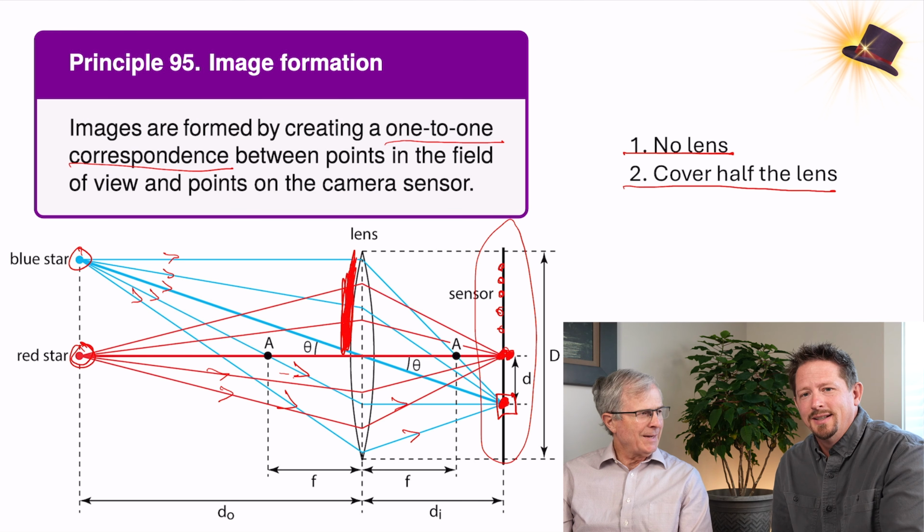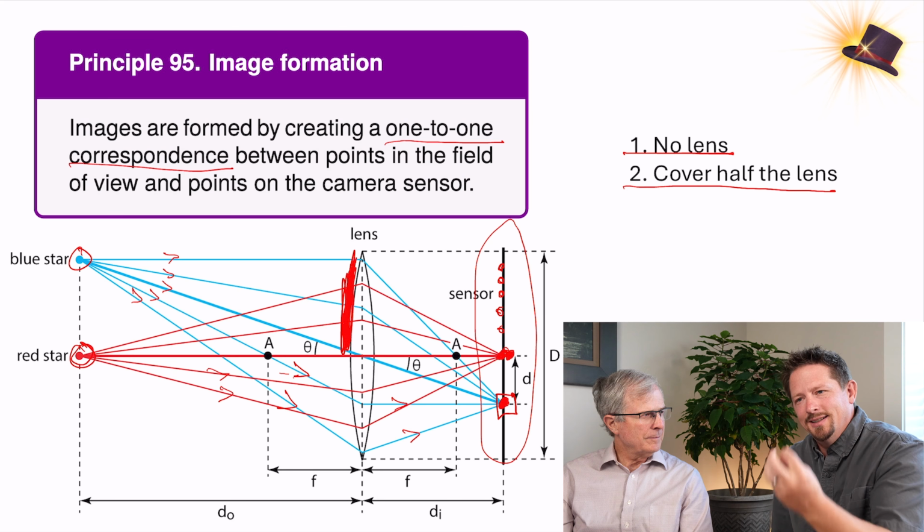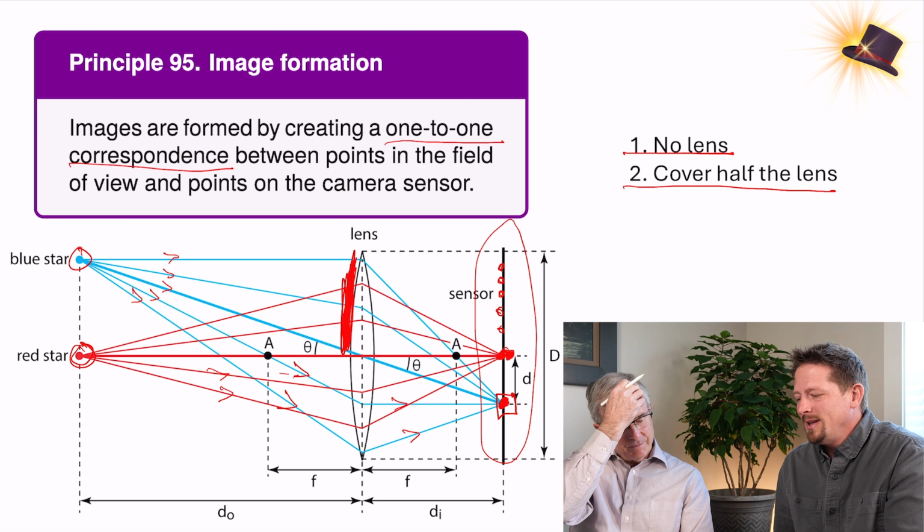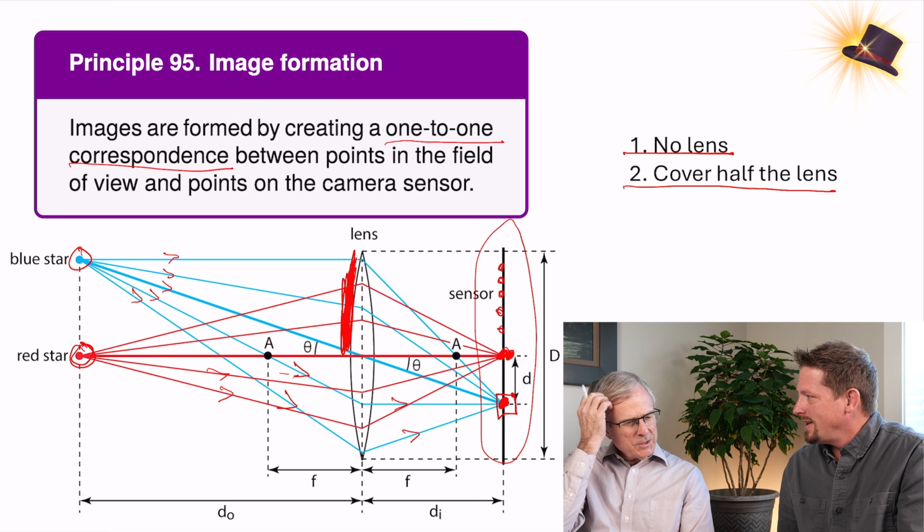So this diagram is the reason that I understand why our Schmidt-Cassegrain doesn't have a hole in the center, because I couldn't understand why if you put a hole in the middle of my eyeball, it wouldn't make a hole in the image. It wouldn't make a hole in the image, but this is why.